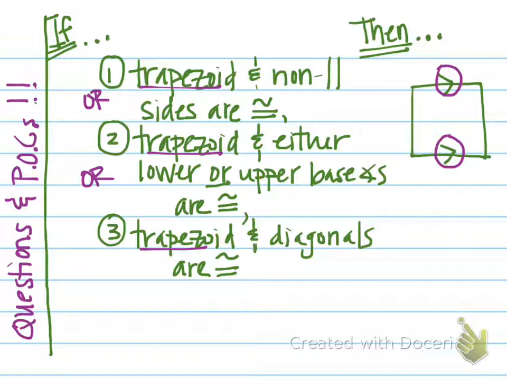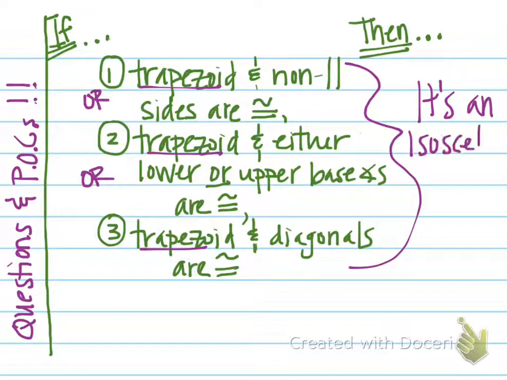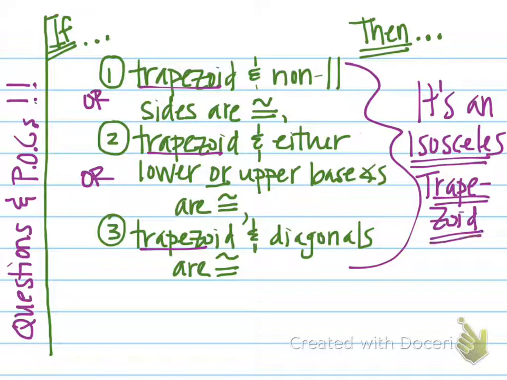The last test for this shape, if you've got a trapezoid, then if you can show that the diagonals are congruent, meaning they have the same length, then your shape is an isosceles trapezoid. Yay.